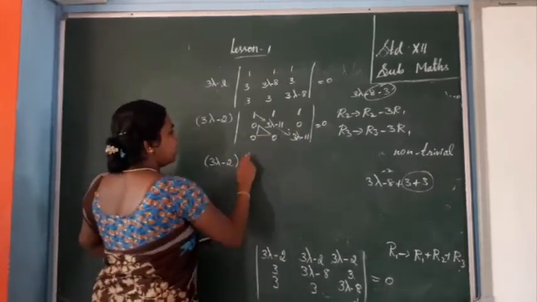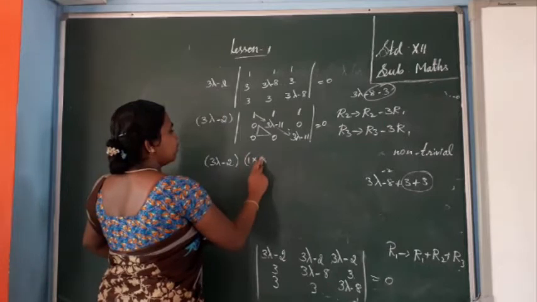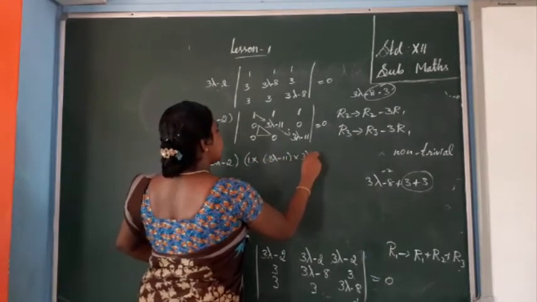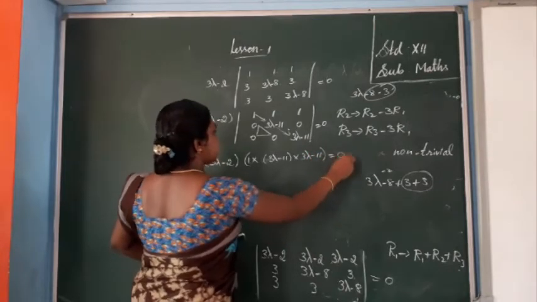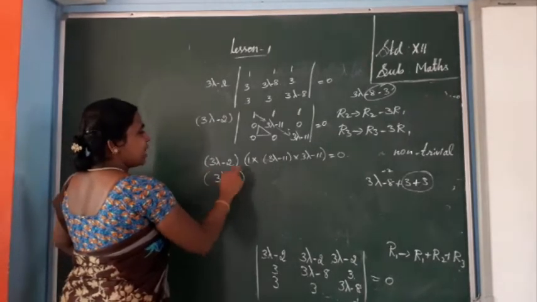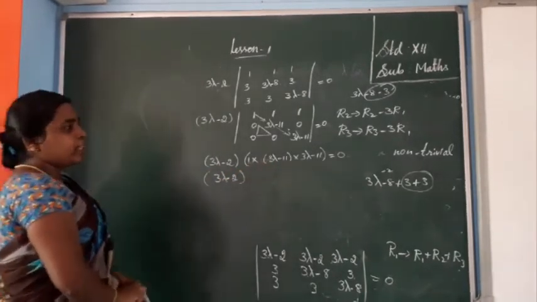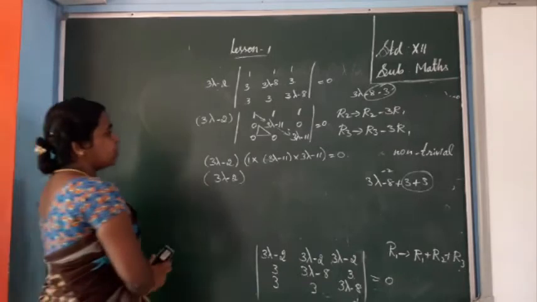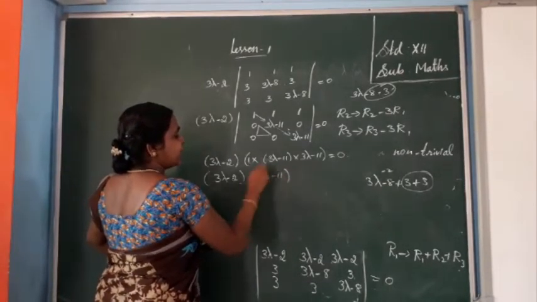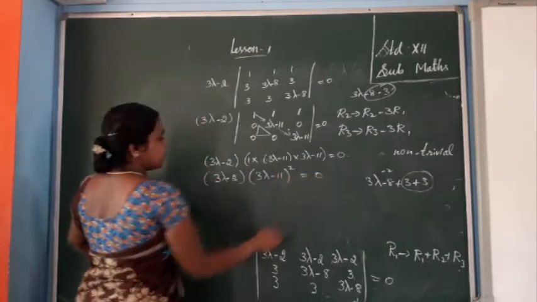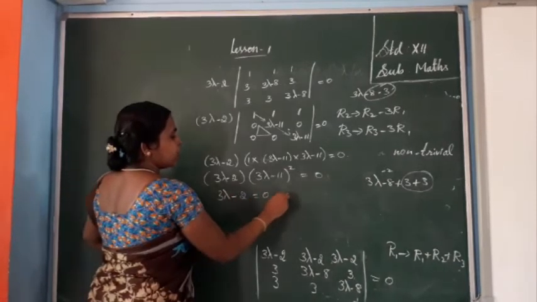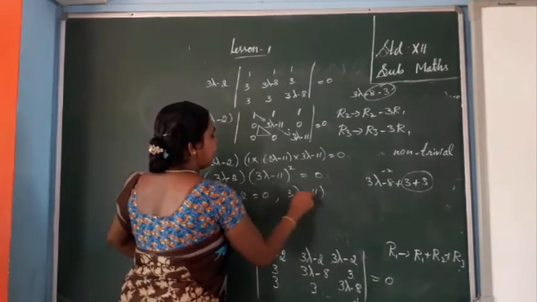You multiply 1 into 3 lambda minus 11 into 3 lambda minus 11. In 11th standard you have studied this method. So 3 lambda minus 2 into, multiply 1 into 3 lambda minus 11 into 3 lambda minus 11 equal to 0. 1 into means you get the same value only. 3 lambda minus 11 the whole square equal to 0. Then split it: 3 lambda minus 2 equal to 0, comma, 3 lambda minus 11 the whole square equal to 0.